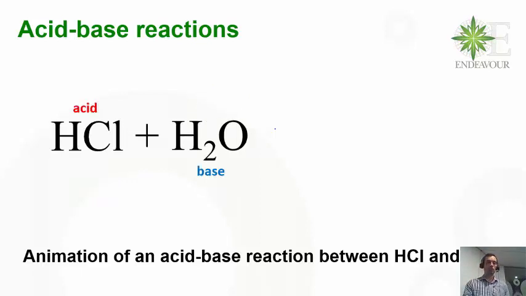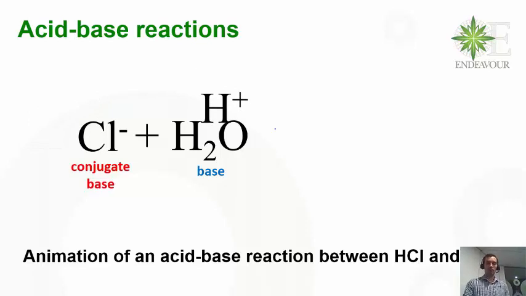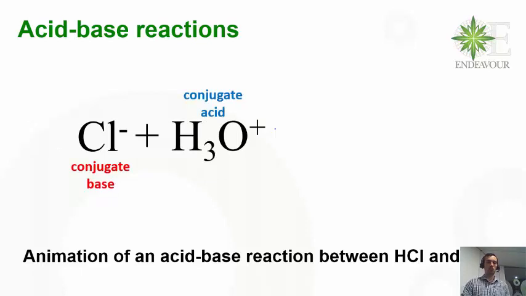Hopefully you can see that through the movement of H+ from the acid to the base, we're changing what we have for each compound. The HCl turns into Cl- and the H2O turns into H3O+. Once we've got the products, we have the reversal of the acid and base. What was the acid to begin with has turned into the base. Conjugate base is what we call that. And what was the base turns into the conjugate acid, which in this case is H3O+.